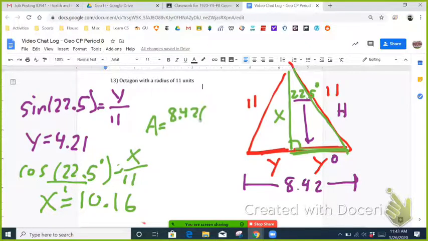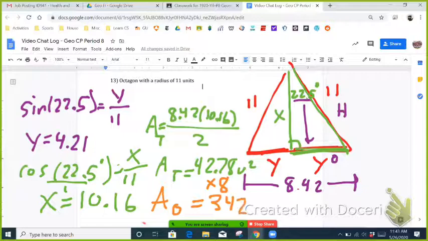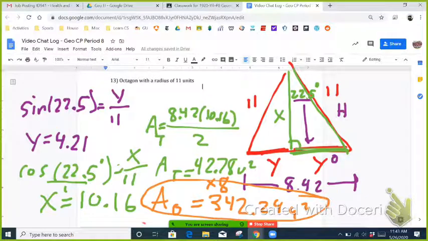Alright, so now the area of just this triangle is going to be 8.42 times the height, 10.16, divided by 2. That's the area of just the triangle. If we type that in on the calculator, we get 42.78 square units, which is the area of the triangle, which means the area of the entire octagon is going to be 8 times that, because we divided the octagon into 8 of those triangles. And that comes out to be 342.24 square units as the area of the whole octagon.